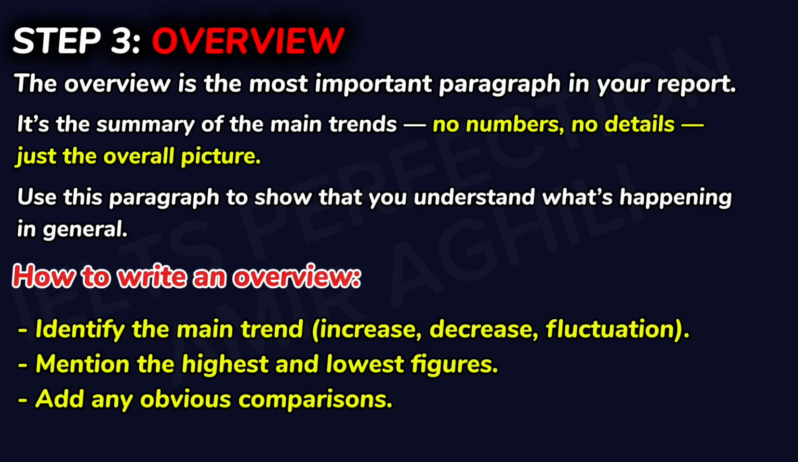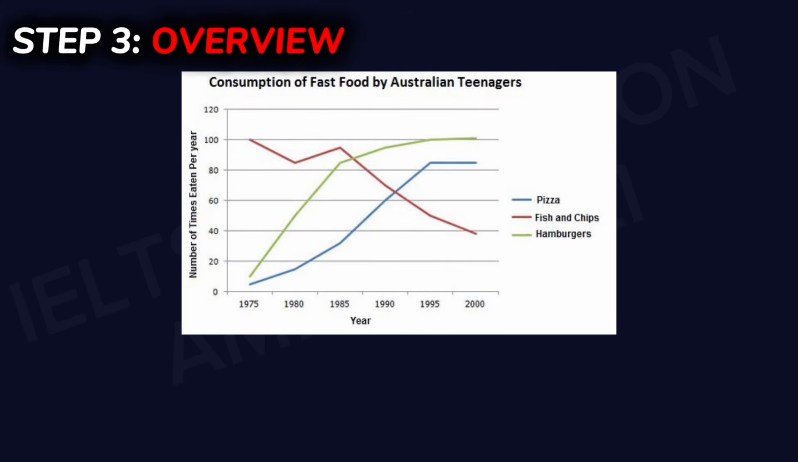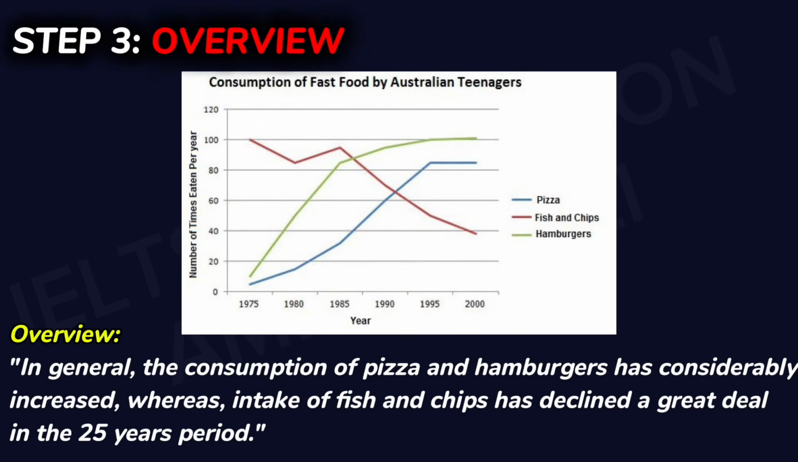Let's see an example. In this line graph, we see the consumption of fast food by Australian teenagers. The items are pizza, fish and chips, and hamburgers. In general, the consumption of pizza and hamburgers has considerably increased, whereas intake of fish and chips has declined a great deal in the 25 years period.